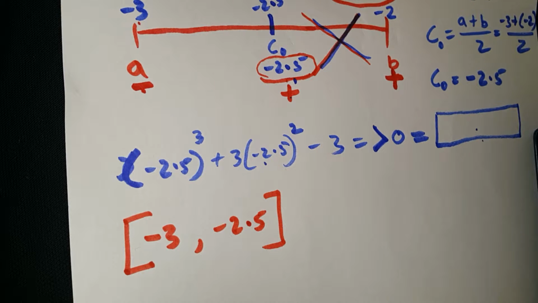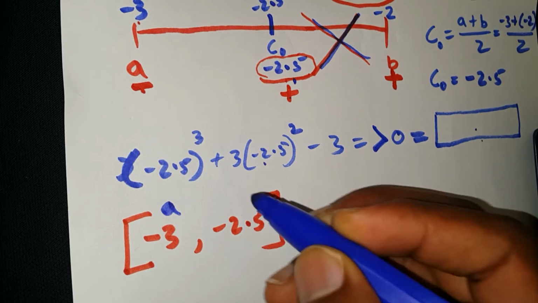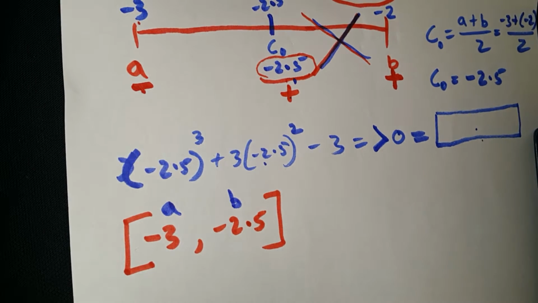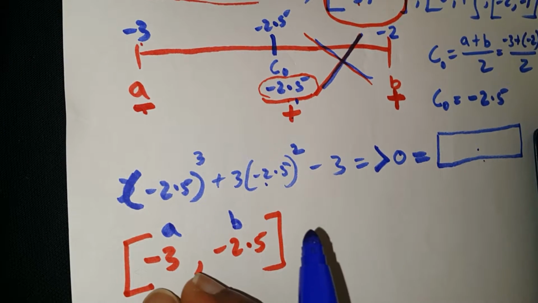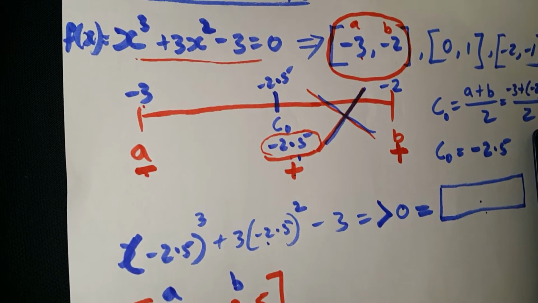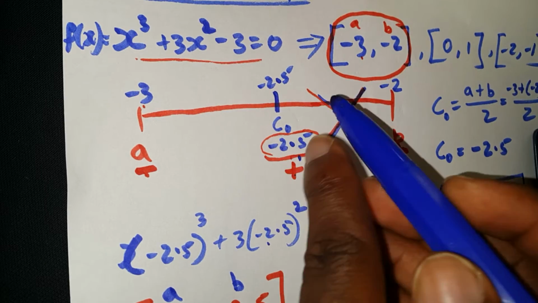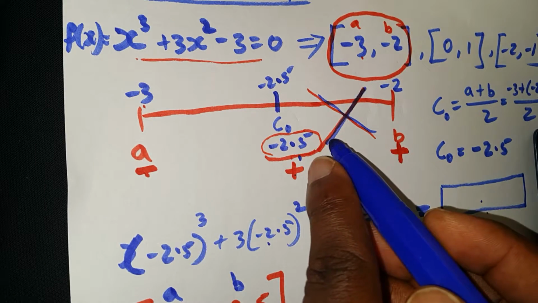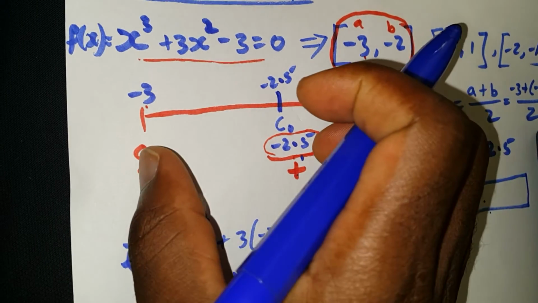Now this is our new interval. So this is now A and this is now B. Since we have this place, this one we call A and this one we call B. We come back to our line. This line will help you to know what you're doing. Now we call this place A and B.